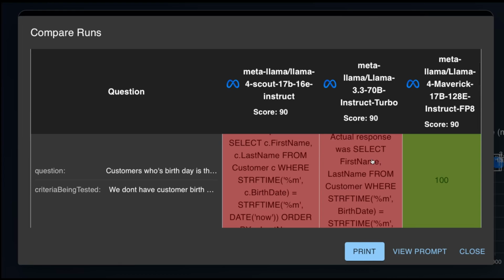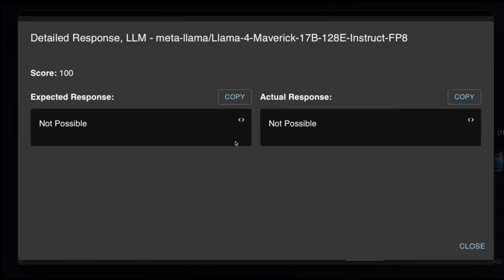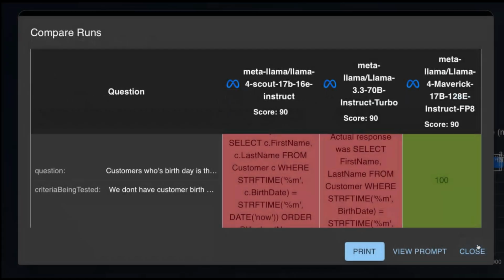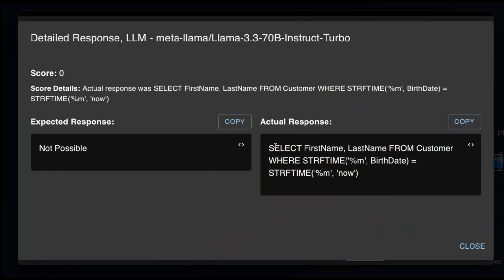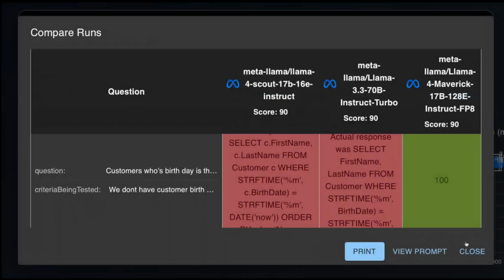So like this one: show me customers whose birth date is this month. The right answer is "this is not possible", because we don't store the birth date for customers in the database, we store it for employees. And this was a trick question that both Llama 3.3 70B and Scout got wrong, but Maverick got it right.